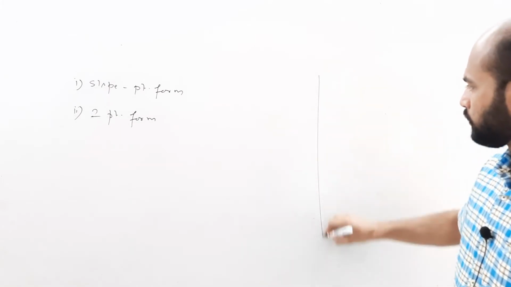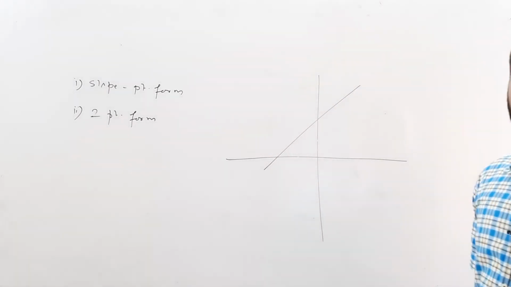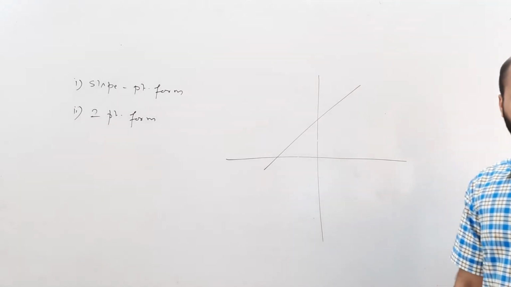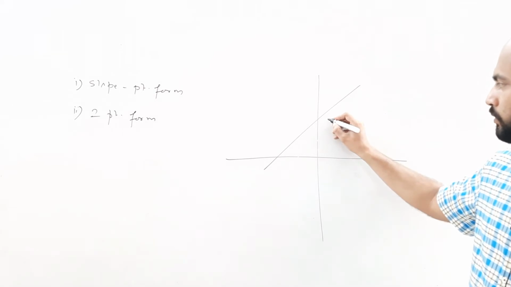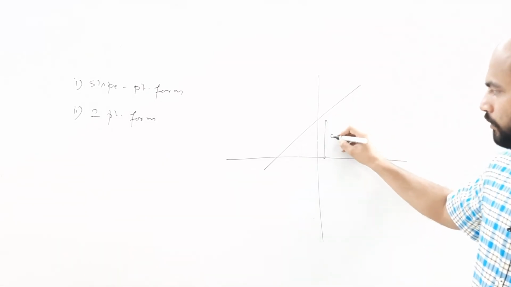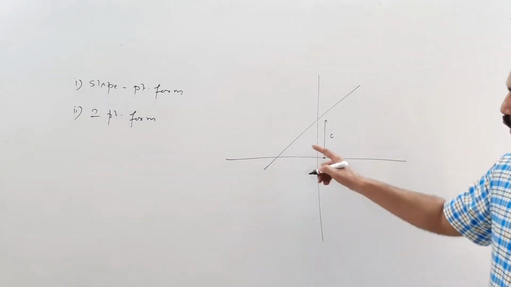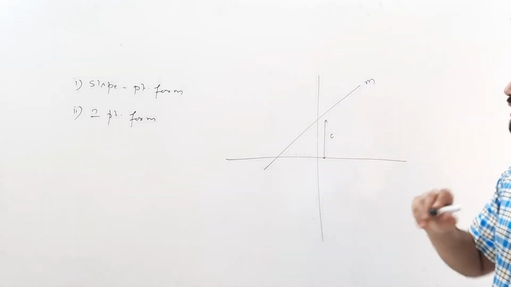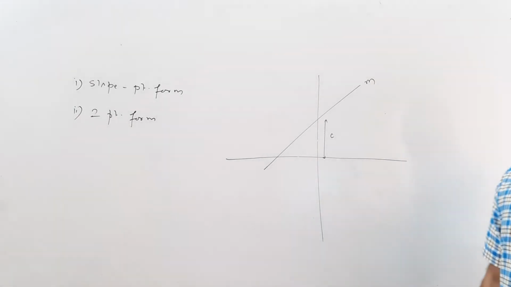Let's say that this is the kind of line that we have and we have been given the y-intercept. Let's say that this intercept that has been cut over here, this y-intercept is c, and also we have been given that the slope of this line is m. So we have to find the equation of this line.